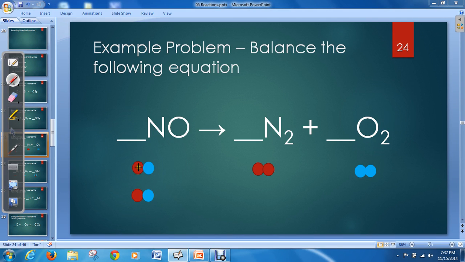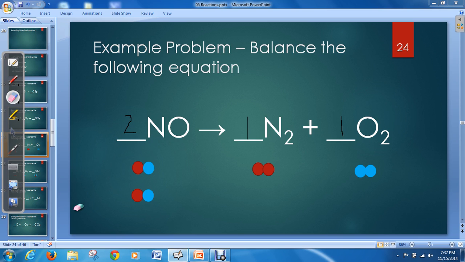You'll notice we have two of these NO molecules, so we're going to put two in front of this because we have two of them drawn out here. Now we have one of the N2 molecules there, and we have one of the O2 molecules on this side. So there we go. Our equation's 2, 1, and 1. Now it's balanced.